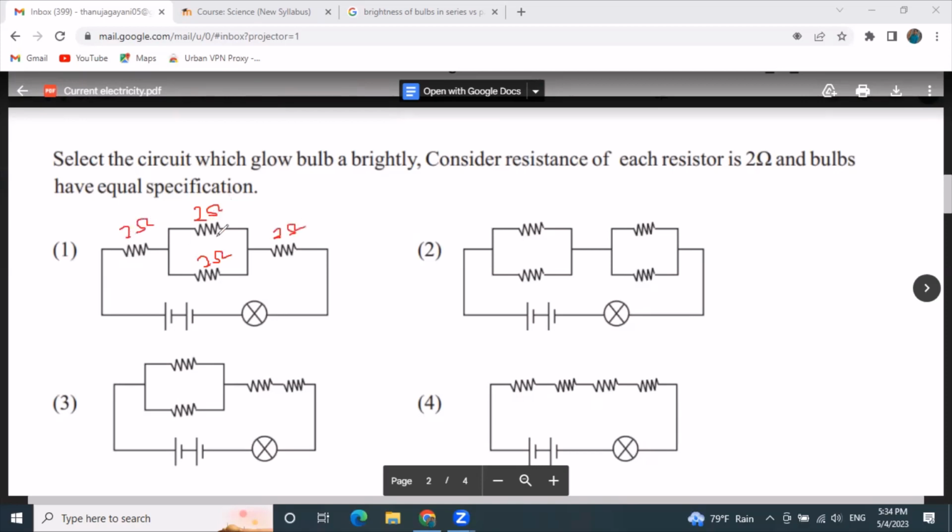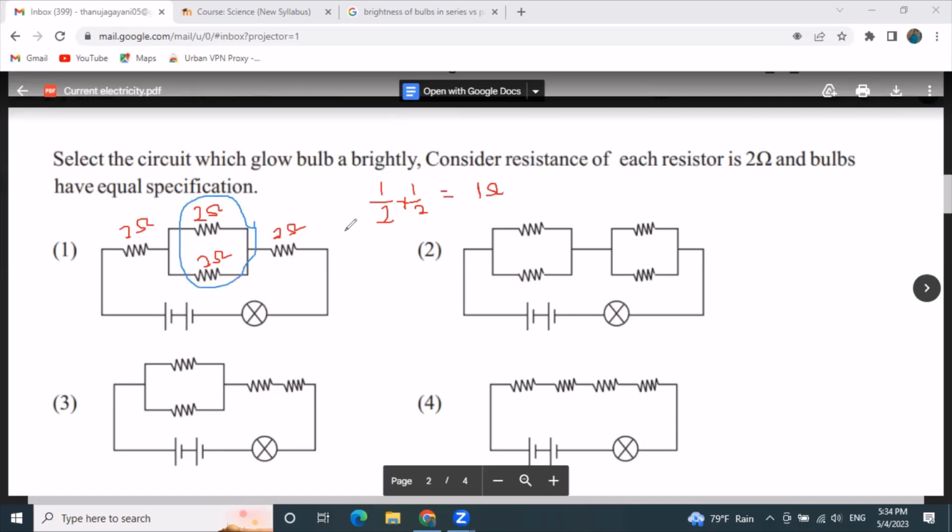We know that in the parallel combination method, to find the value of the resistance, we should add the reciprocal values. Accordingly, 1 over 2 plus 1 over 2. We know that 1 over 2 means half. Half plus half is equal to 1 ohm. Then these two resistors are considered together, and those 2 ohms plus 2 ohms.